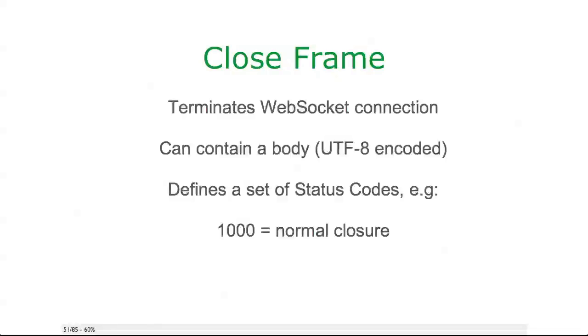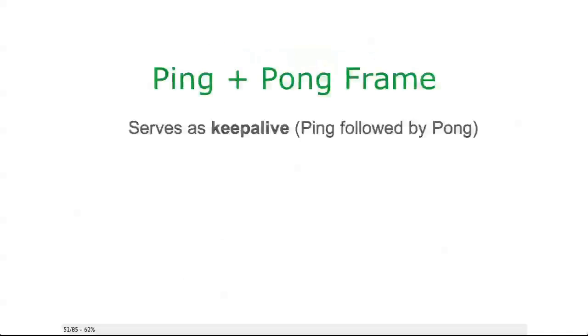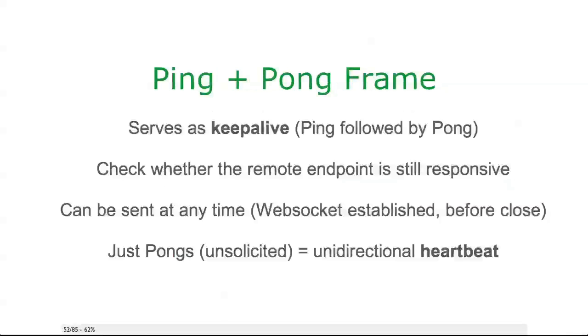It also defines status codes. For example, 1000 for normal closure, 1001 for the endpoint going away. So there's a long list of status codes as well. And we have the ping and pong frame, which, as Rossen mentioned, based on the protocol, and that's my interpretation, is specified as usable as a keep-alive. A ping is followed by a pong. You can use it to check if the remote endpoint is still responsive. It can be sent at any time, even interleaved into the data frames. And you can also send just pongs, for a unidirectional heartbeat.